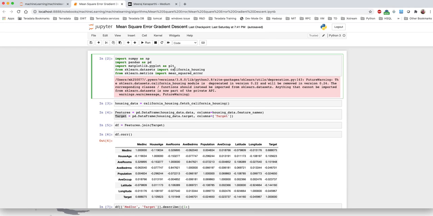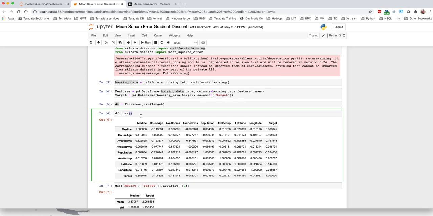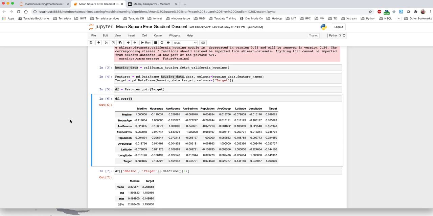So here I have loaded the libraries along with California housing. Now here you can see I'm getting the house data. In the house data I have 9 different parameters, and among these 9 parameters, the target is related to house pricing. Here we are taking the features and the targets from the housing data, joining them as a data frame, and finding out the correlation. The correlation is the impact of one dimension on the other dimension.